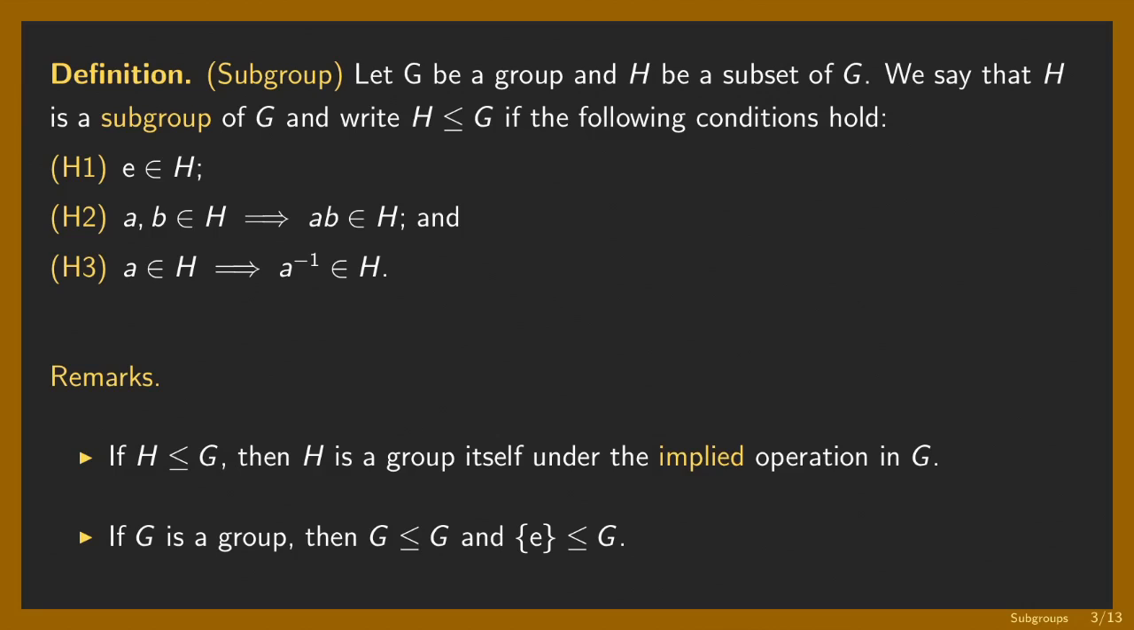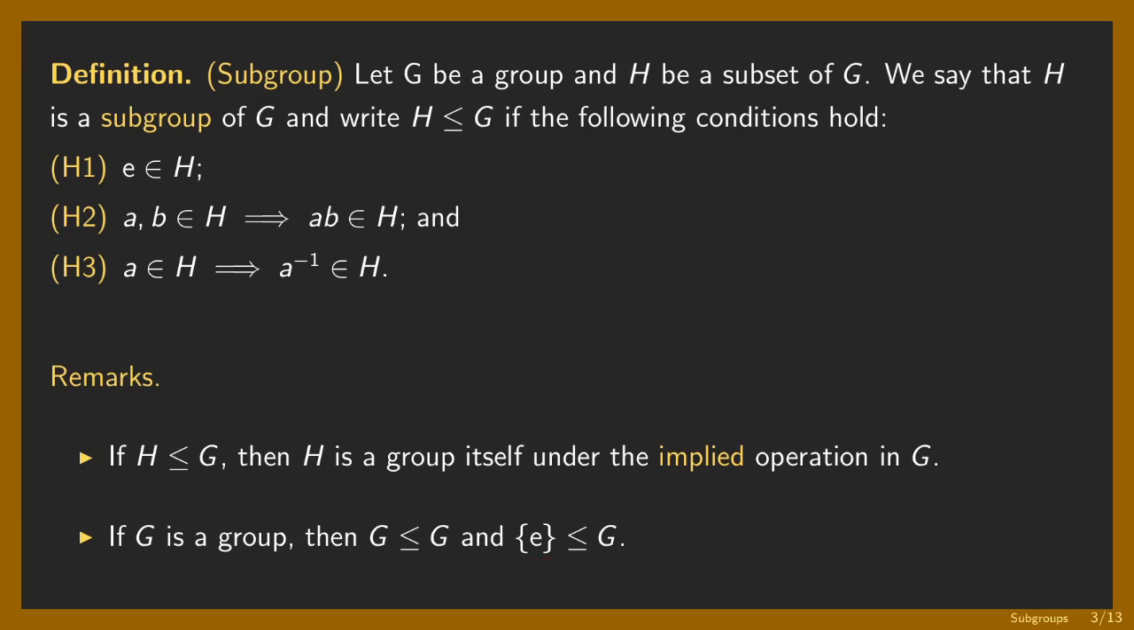Now, as trivial examples, if G is a group, then of course, by definition, G will be a subgroup of itself, because these three conditions will be satisfied if we replace H by G. In fact, G is the largest subgroup in G. So, if G is the largest subgroup in G, there is in fact a smallest subgroup in G. What is that? The set containing only the identity element will be the smallest subgroup in G.